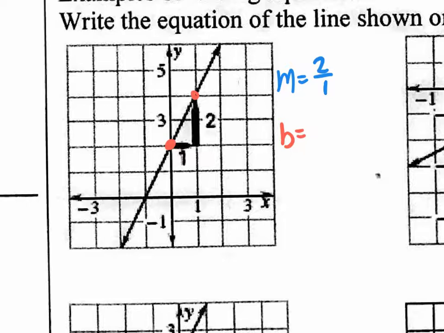Now the b value, what's your b value? 2. The b value is 2. Why is that? Because it crosses the y-axis not at 3, not at 5. It crosses right here at 2. So now that you know the m and the b, you could write your y equals mx plus b equation.